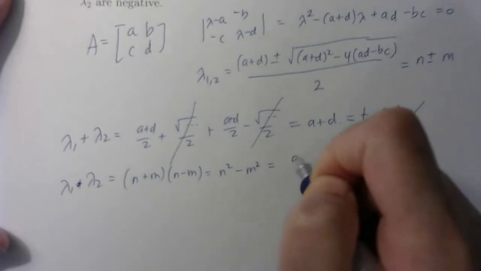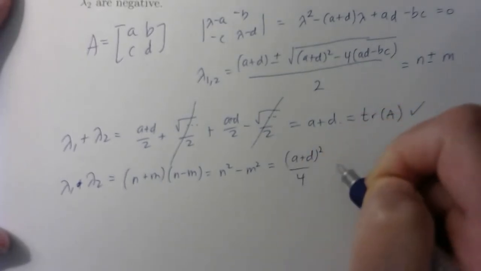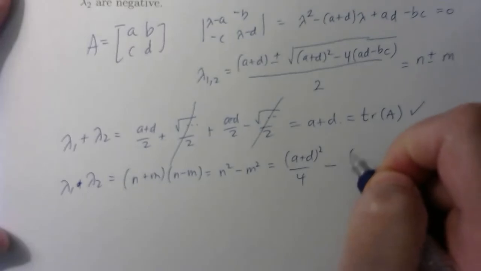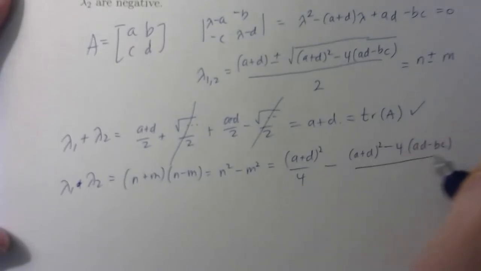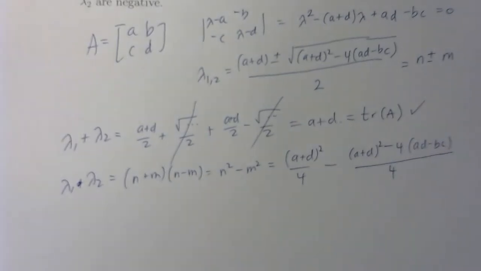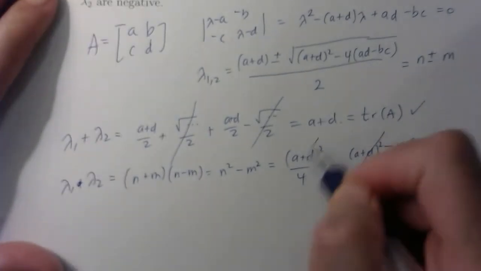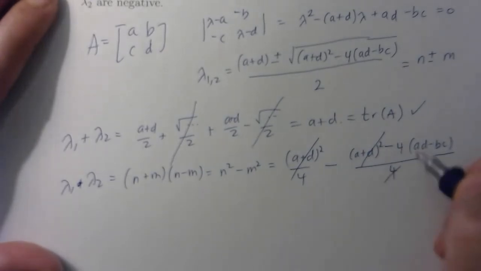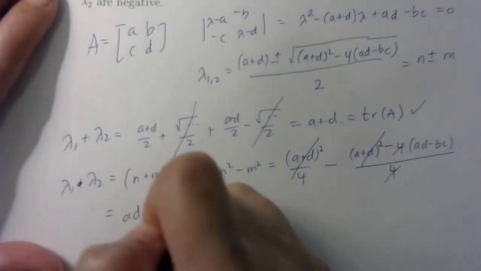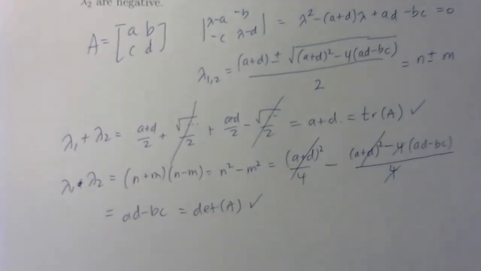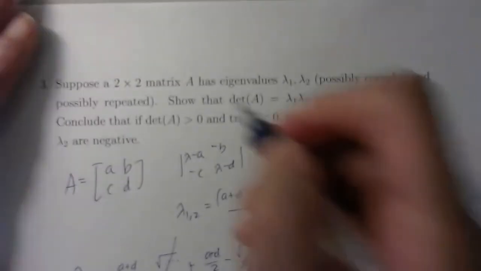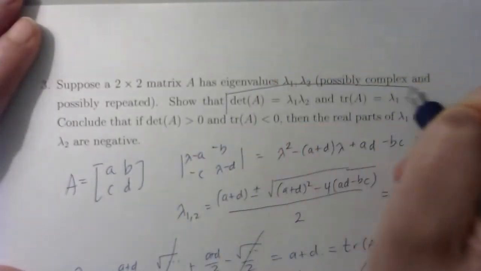So this should be the first guy squared, (a plus d) squared over 4, minus the second guy squared. The radical, everything under it now is not under any radical, and then it's 2 squared, so 4. Great. So this cancels with this. The 4's cancel, and I'm left with AD minus BC, which is the determinant of A. Check. Now we know the determinant is the product of the eigenvalues and the trace is the sum. Box around them. These are super important things to remember.